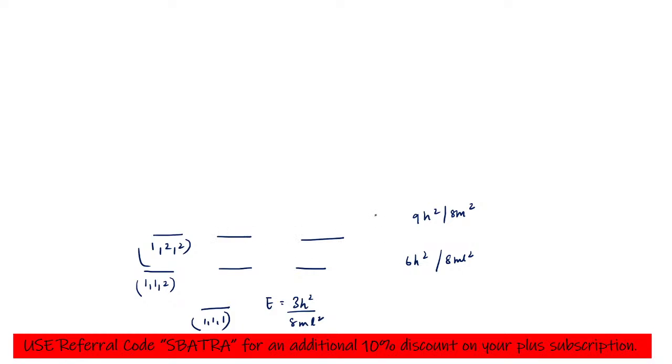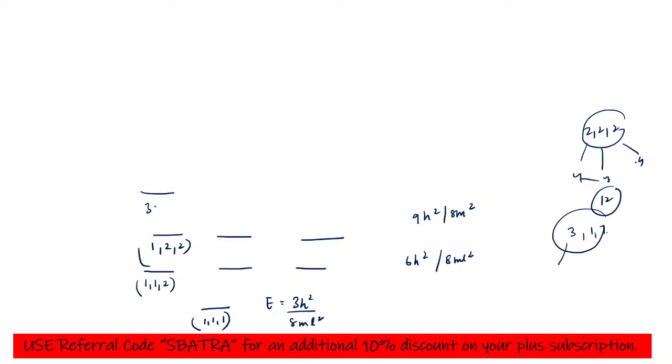After this, what can you take? You can take 2 2 2. Now what is 2 2 2? This is 4, 4 and 4, that means 12. But if I take 3 1 1, this will give you 9, 10, 11. So we have to take 3 1 1, and again it will have three combinations, so it is 11h square by 8 m l square.